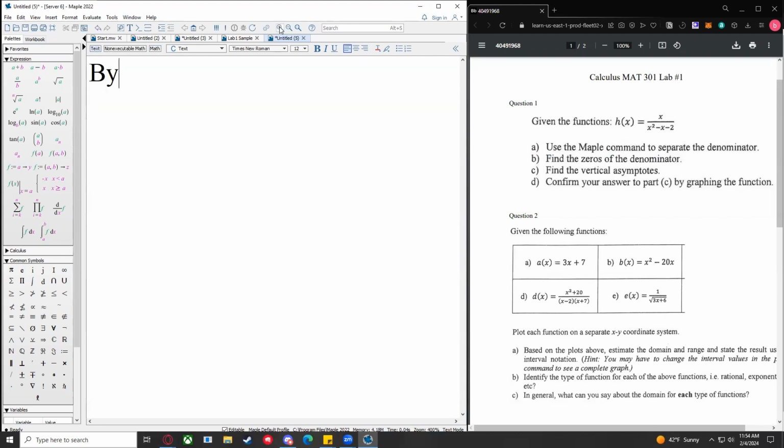Right before I get into that, let me zoom in up here. I'm going to write my name. I am Byron Radrigan. This is our lab 1.